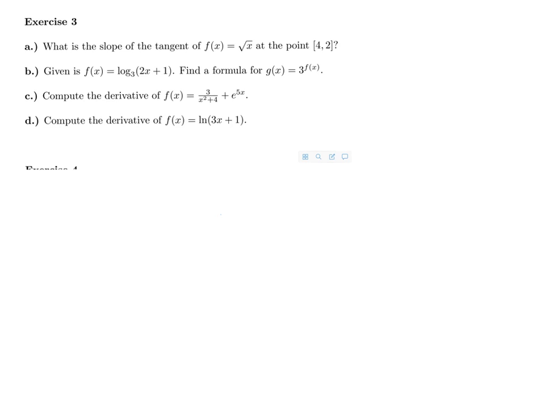So this is the clip for exercise 3a. What is the slope of the tangent of this function here at this point? And in order to do this, we need to determine first the derivative.